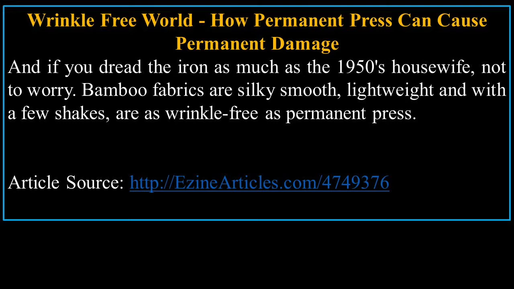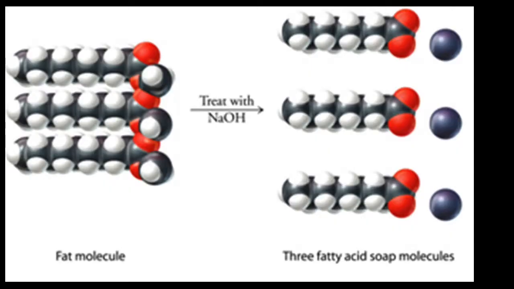And if you dread the iron as much as the 1950s housewife, not to worry. Bamboo fabrics are still silky, lightweight, and with a few shakes are as wrinkle-free as permanent press. And the article source is listed there. Pretty amazing stuff, and consistent with the other sources that we looked up relative to wrinkle-free material.